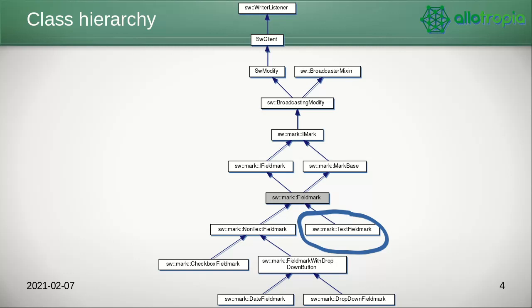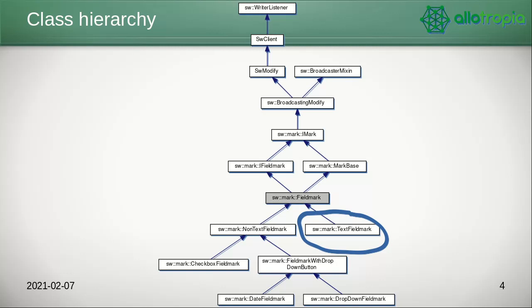And then we have these two at the bottom, which are also a bit special because they essentially paint UI widgets in the document view. So for the drop-down, it would pop up a drop-down selection widget.